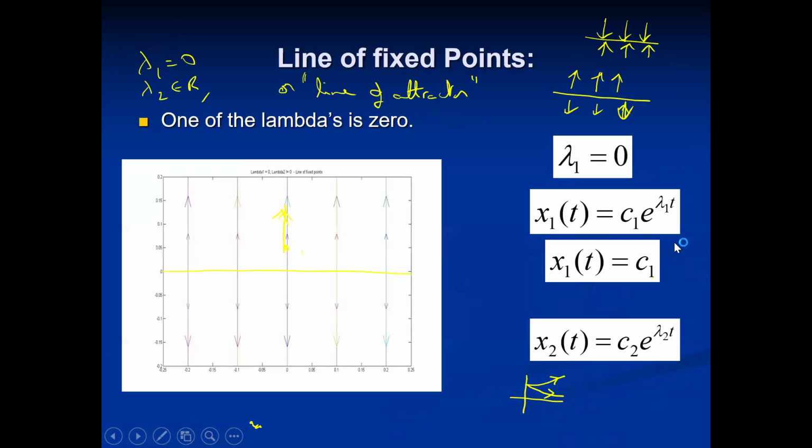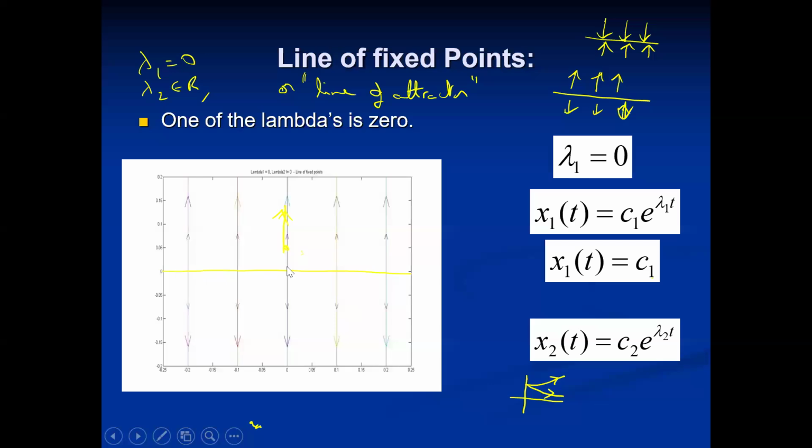So then what happens is, x1(t) is equal to c1 e to the power lambda 1 t. So the lambda 1 is 0, so it's equal to c1. So x1 is constant, x2 has a time variation. All right, which means there is only variation in the x2 dimension and there's no change in x1 at all.